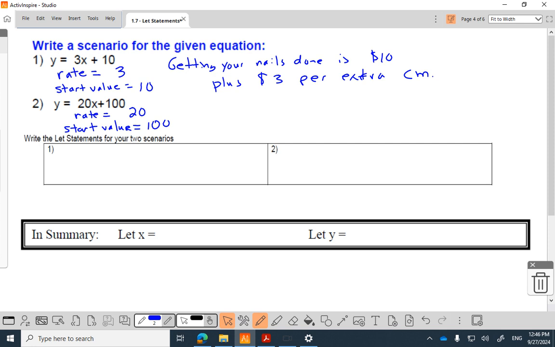Yeah, and each week grows by 20. Perfect. Your hair length starts at 100 centimeters. Is that long for hair? I guess it would be. How would I look with 100 centimeter hair?